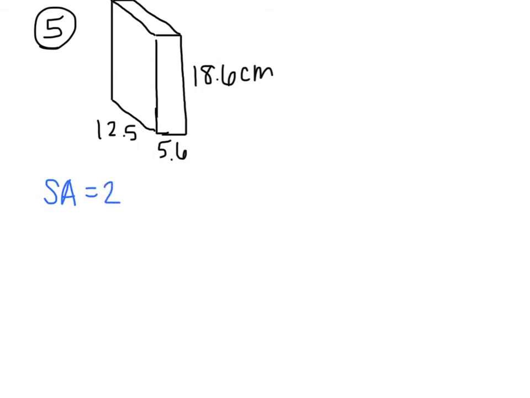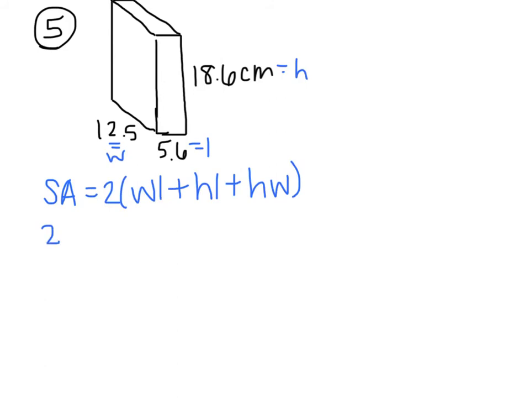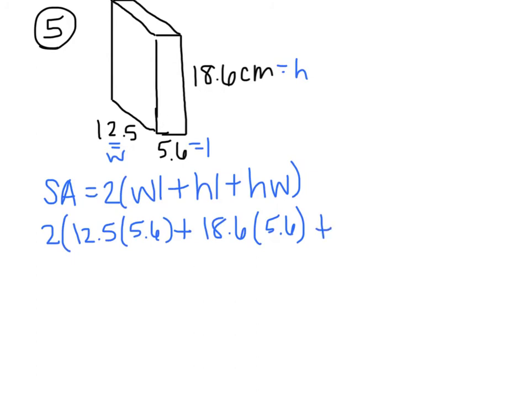So hopefully you're trying this one on your own. So if you are, go ahead and pause. If not, you can continue to work with me. So our width is, this is going to be our length, our width, and our height. So 2 times 12.5 times 5.6 plus 18.6 times 5.6 plus 18.6 times 12.5.